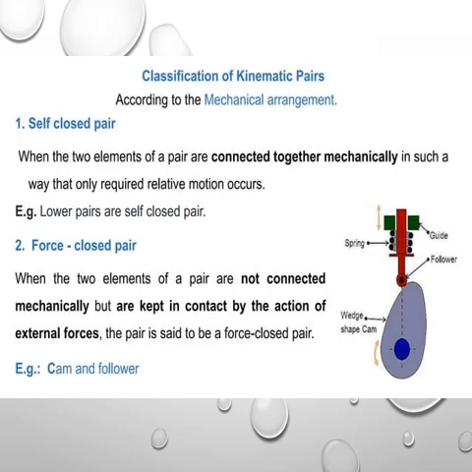Next, the classification of pairs according to the mechanical arrangement. First one is the self-closed pair. When the two elements of a pair are connected together mechanically, it is known as self-closed. While force-closed is when the two elements of a pair are not in contact mechanically, but are kept in contact by the action of an external force. That is known as a force-closed pair. The example of a self-closed pair is the lower pair, but for force-closed, it is the cam profile and follower.